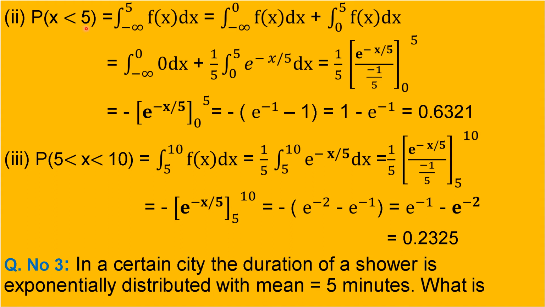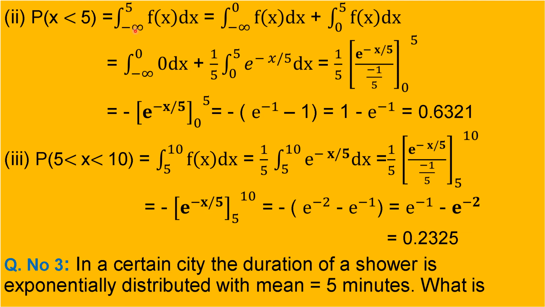Probability that x will be less than 5, the chance that the lady speaks for less than 5 minutes. Less than 5 means upper limit 5, lower limit will be minus infinity. Integral from minus infinity to 5 of f of x dx. Now as per the definition, f of x will be 1 by 5 into e power minus x by 5 for x greater than 0, means positive x values. Minus infinity to 5 means negative values also come.